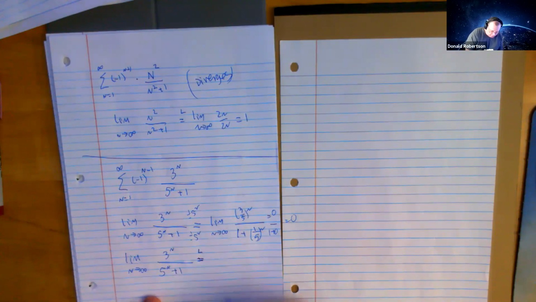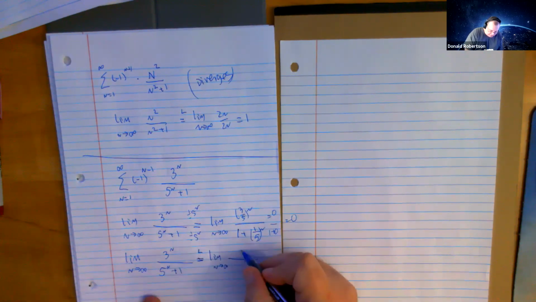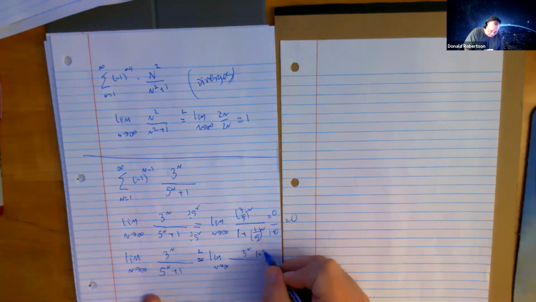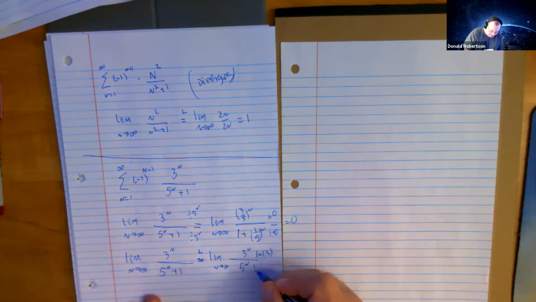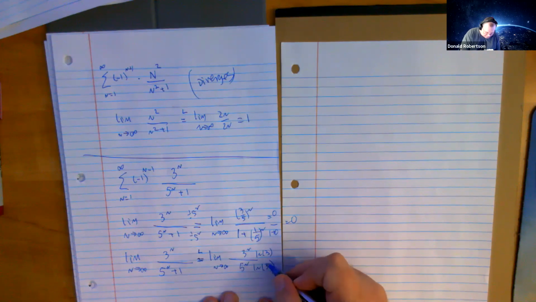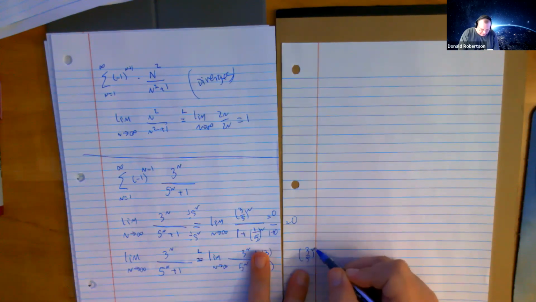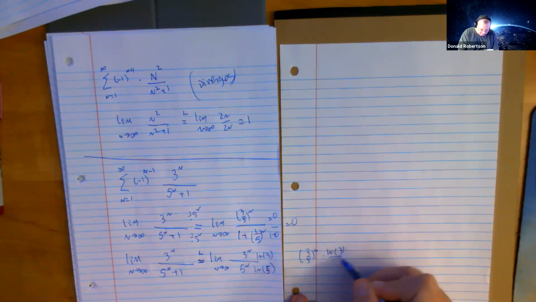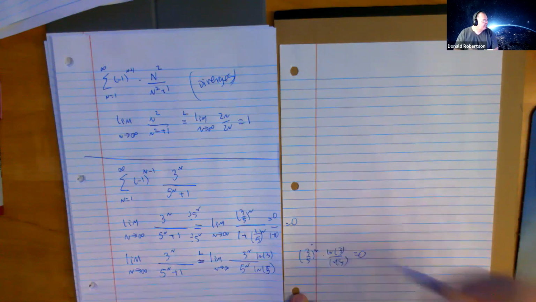You could do L'Hopital. If you differentiate this guy, you get 3 to the n times the natural log of 3. And then this guy gets you 5 to the n, the natural log of 5, sorry. Won't this get you 3 over 5 to the n times some numbers? And then the same argument, won't that get you 0? And therefore it converges.